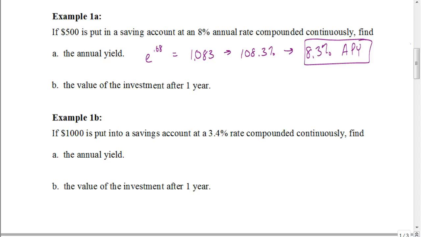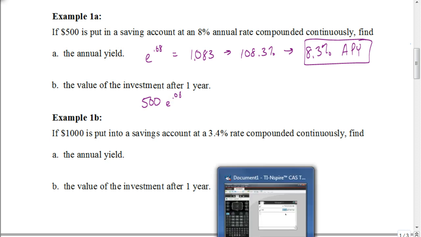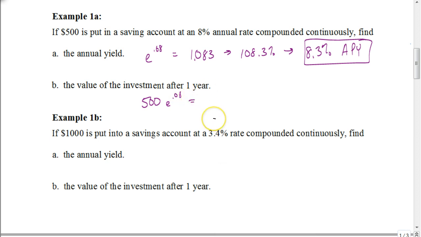Now, if we want to figure out how much you would have with that $500 after 1 year, this is where we're actually going to use that 500. So it'll be 500 times our equation, e to the 0.08 power. And whatever that is going to be your final answer. And if you do that on your calculator, I'll just tell you, you end up getting $541.64.